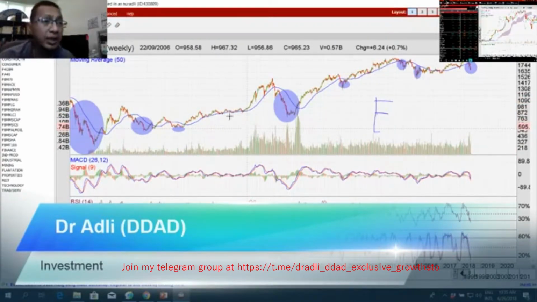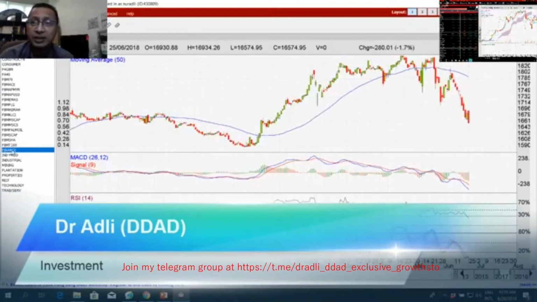Then you look at, for example, the industry itself. Now let's look at finance, the finance industry. So here finance is moving downward. You don't want to be in an industry which is going down, or probably you want to be in the industry which is going down, but you want to buy at the very bottom. So you want to wait at the bottom.